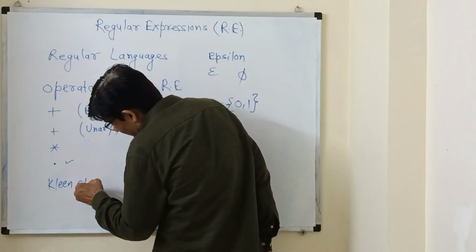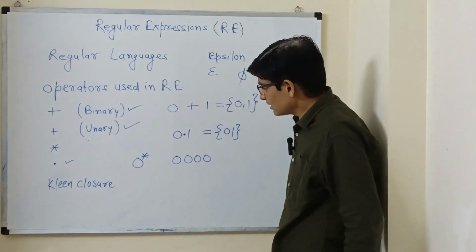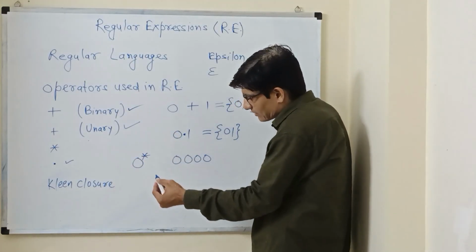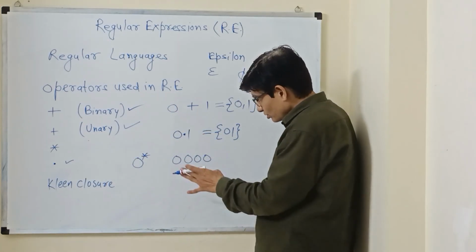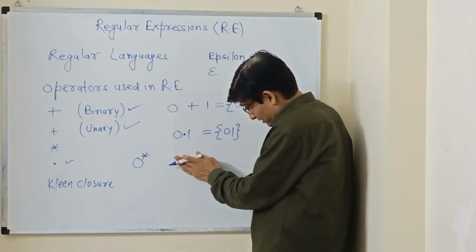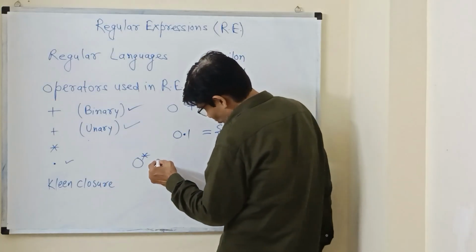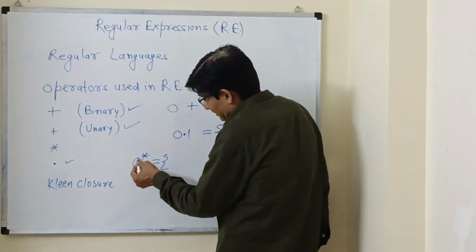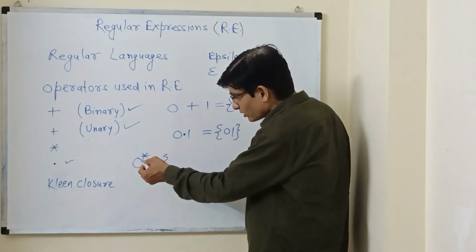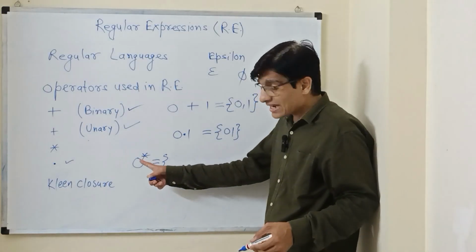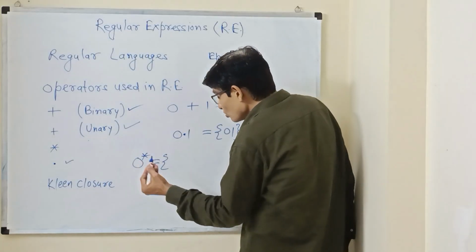Asterisk represents clean closure of zero. That means zero is a symbol where you can have any number of occurrences of this zero. So this regular expression will represent one set. According to this regular expression, there may be any number of occurrences of zeros, that means even zero occurrences of zero.